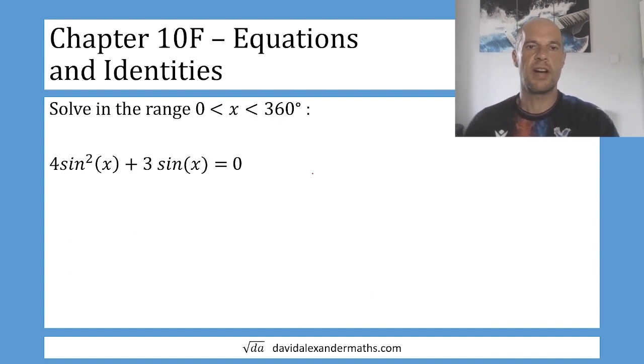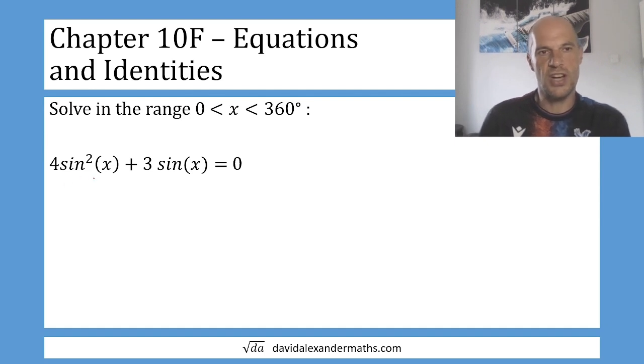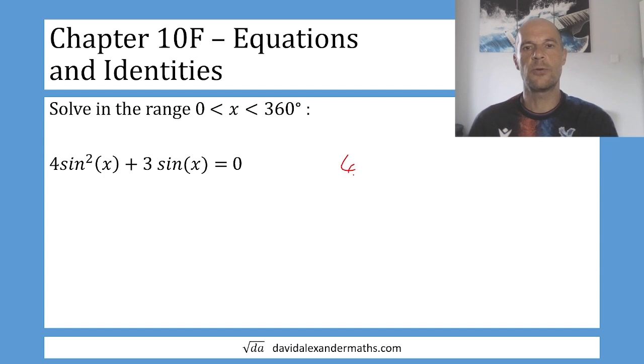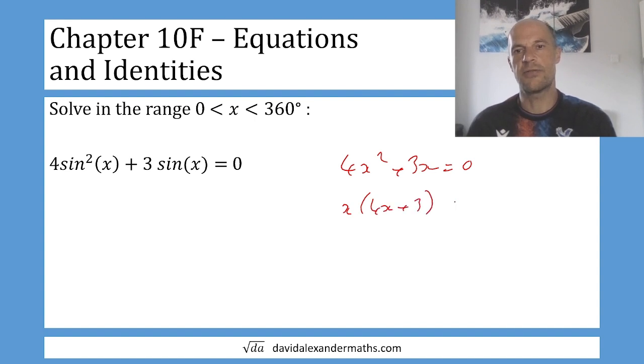So here we're solving in the range 0 to 360, which is kind of nice. That's always the preferred range, by the way. But we've got a horrible equation: 4 sine squared x plus 3 sine x equals 0. So if you had 4x squared plus 3x equals 0, you could factorise and then solve it from there. So this is very similar.